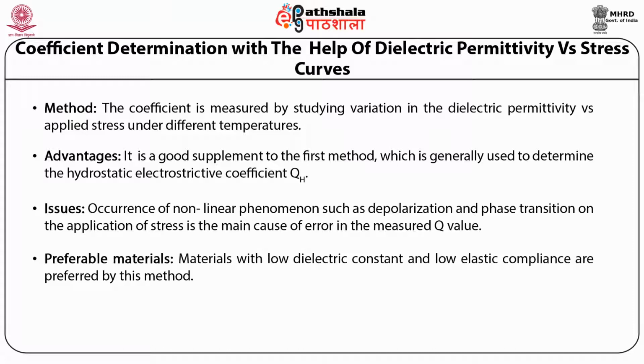The preferred materials whose coefficient has been determined are the materials with low dielectric constant and low elastic compliance. The examples are fluoride perovskites like calcium fluoride.